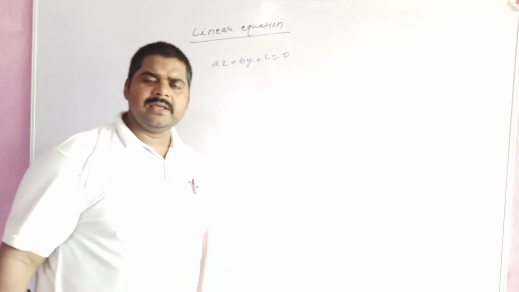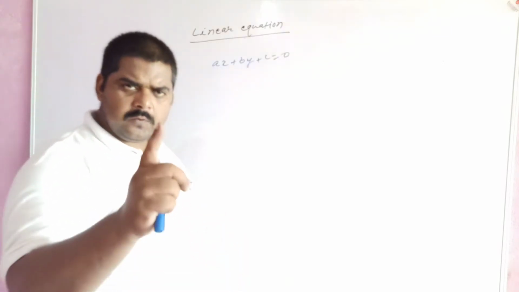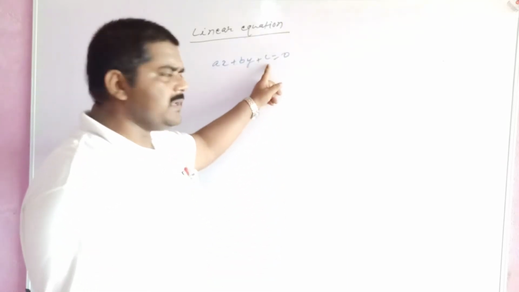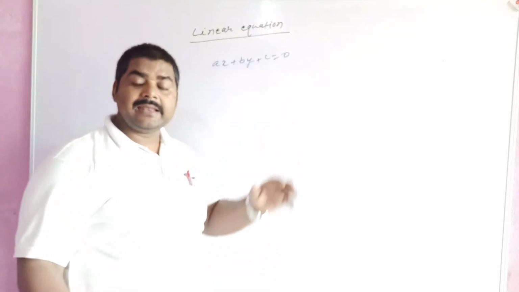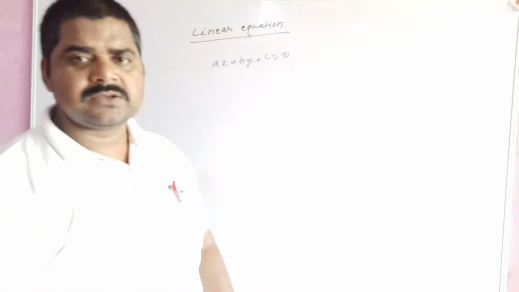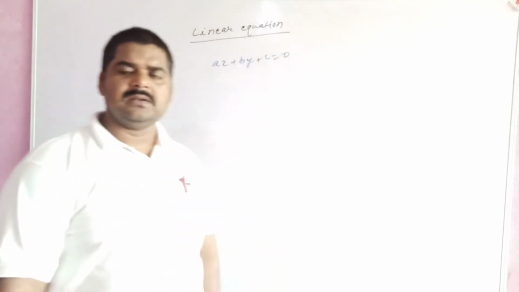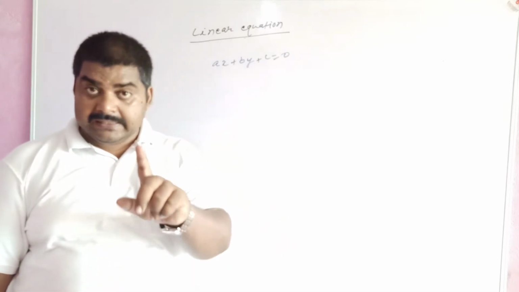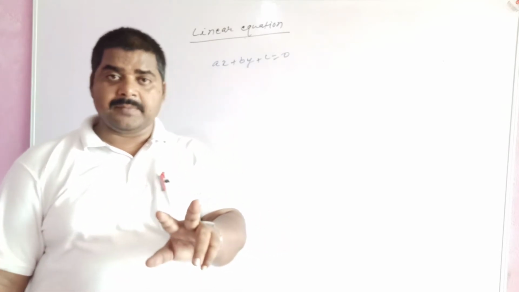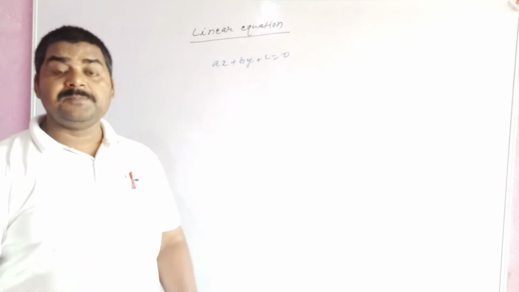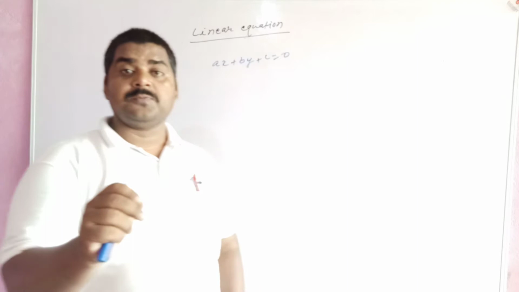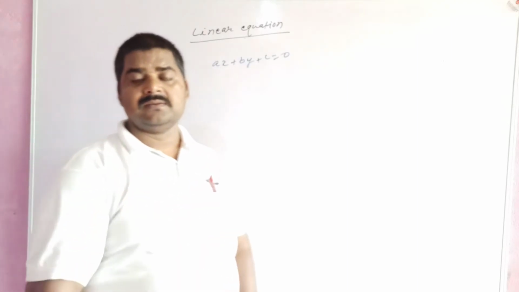For a linear equation in two variables, if only one equation is given, suppose that ax plus by plus c is equal to 0, and anyone asks you how many solutions are possible, an infinite number of solutions of a given linear equation in two variables are possible. Infinite number of solutions, not 1 or 2, infinite number of solutions are possible.